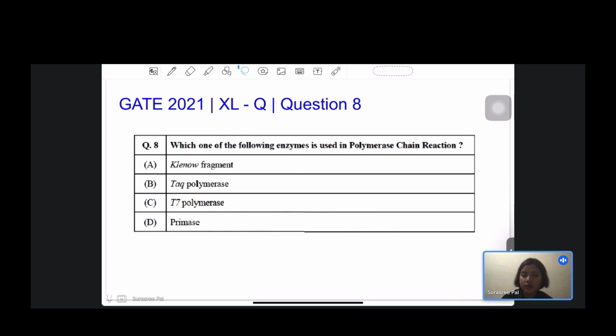From the biochemistry question paper, GATE Excel 2021, which means Life Sciences Biochemistry question paper. Question number 8, which says: which of the following enzymes is used in polymerase chain reaction? Klenow fragment, Taq polymerase, T7 polymerase, primase.